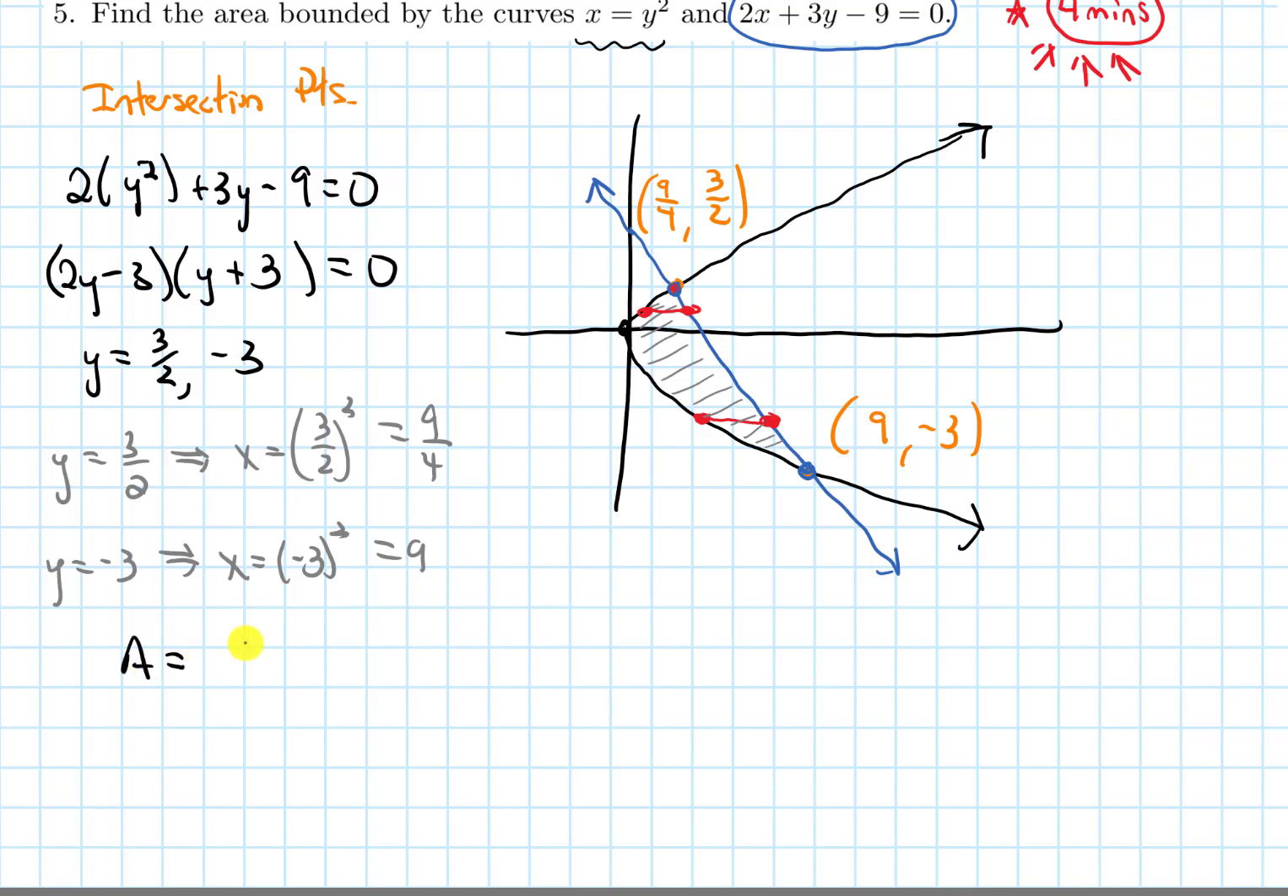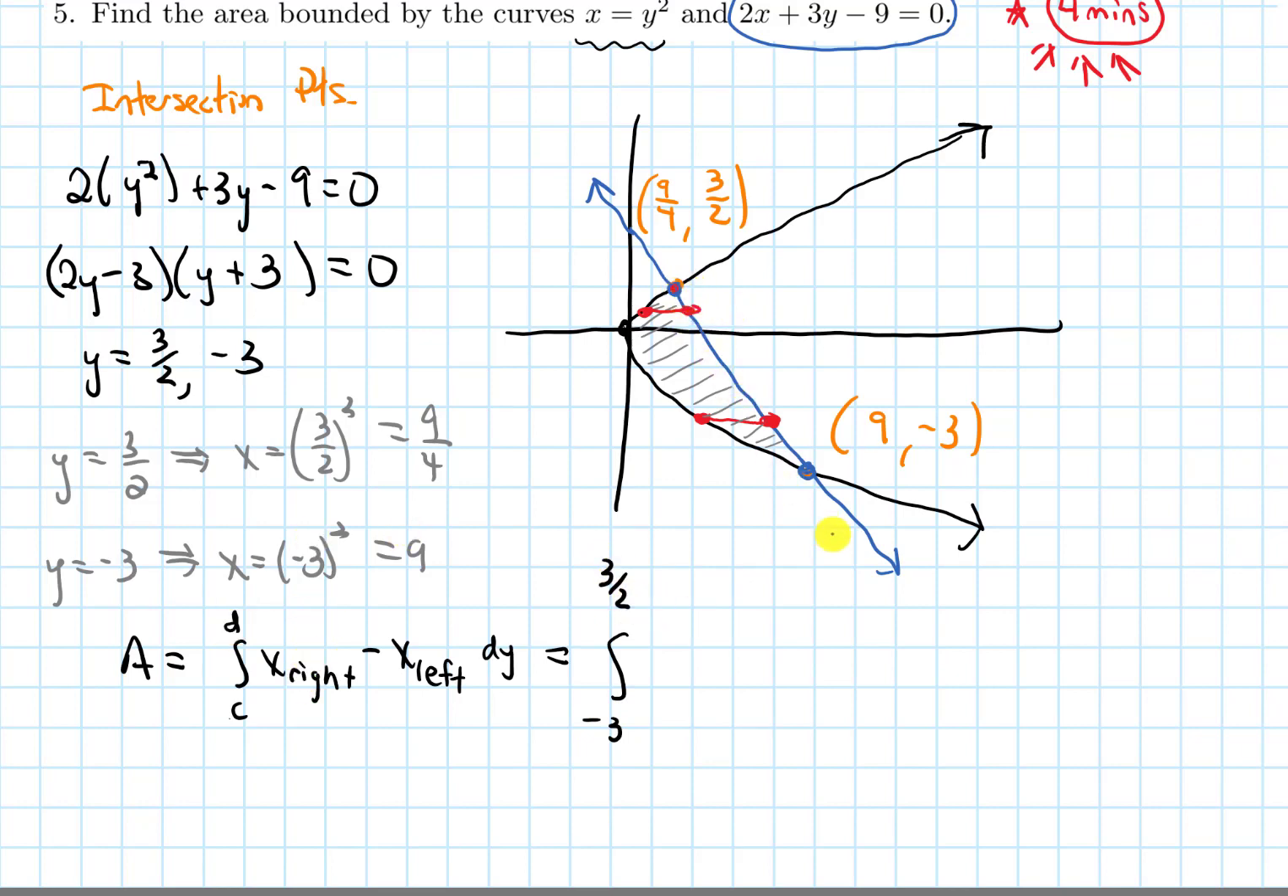We'll get the area. Okay, the general formula is the integral from c to d of x sub right, my right function, minus x sub left, dy. So now let's plug in for what our right function and our left function are. Okay, the c and d represent the smallest y gets in this region and the biggest it gets. So the smallest it gets is negative 3 for y. The biggest it gets is 3 halves.